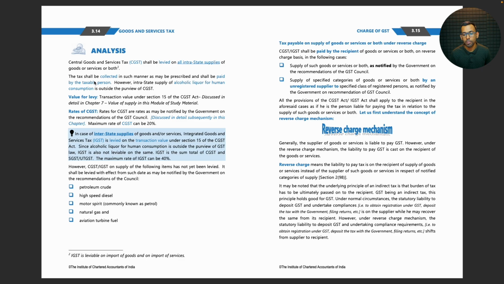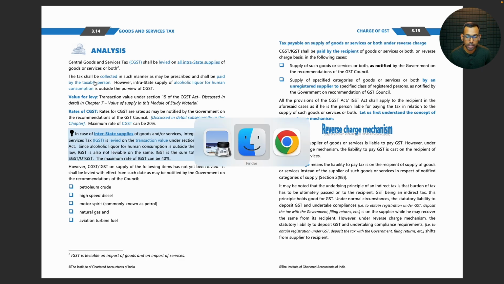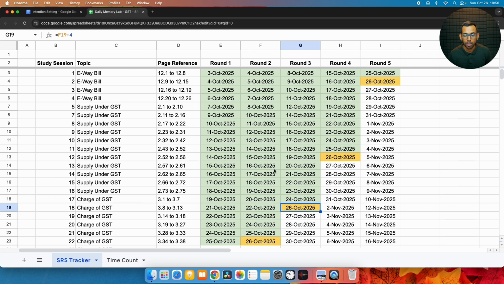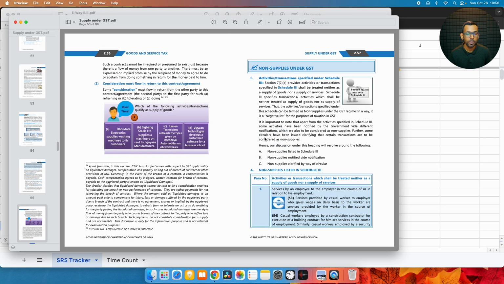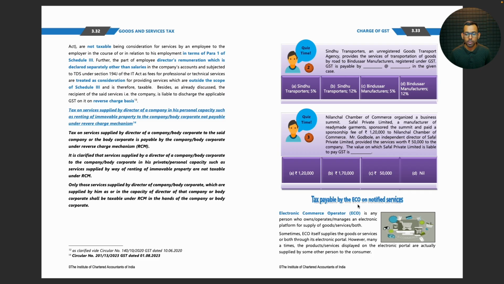So that concludes our today's quota of this segment. So this is also complete. Page number 3.8 to 13 is also complete. Now let us go to this last revision segment, which is page number 34 to 38. We will revise this e-commerce operator notified services.